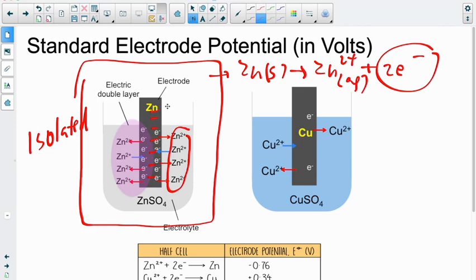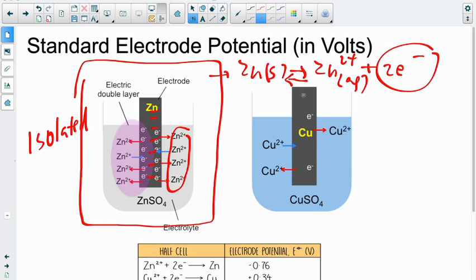Now, this will happen until you reach what's called redox equilibrium. So the forward reaction will go, so zinc will produce zinc 2+ ions plus electrons, but at some point the zinc 2+ ions will start to come back and pick up electrons from the metal, and you will have a reverse reaction that happens. And that's the reason why we have an equilibrium arrow in that table.